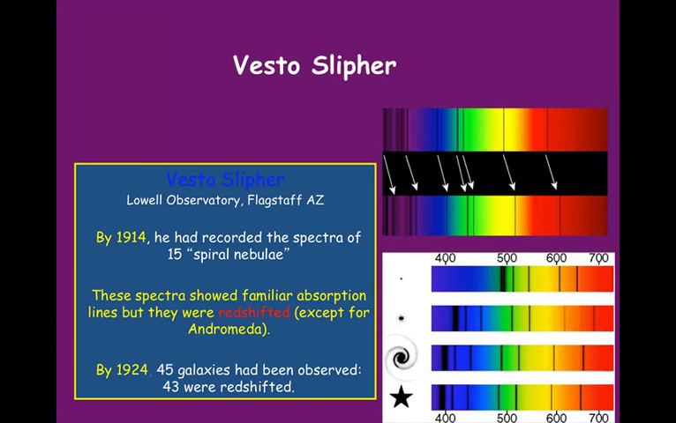We call this phenomenon where spectral lines are shifted toward longer wavelengths, redder colors, redshift. Vesto Slipher had discovered that nearly all galaxies in the universe are redshifted. But what does this mean?